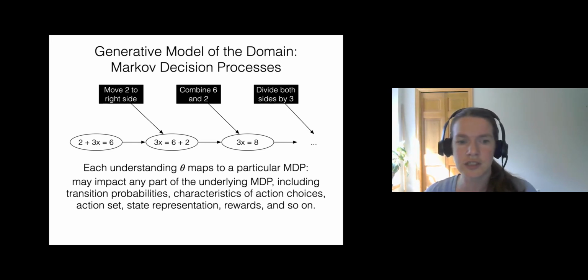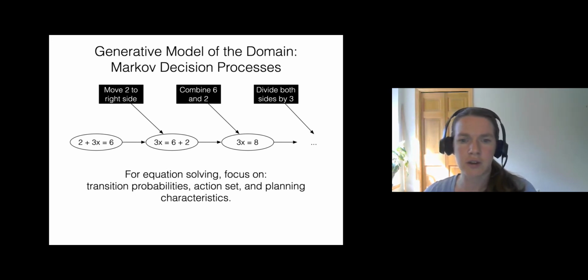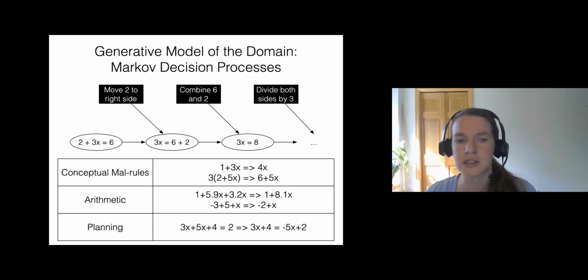Characteristics of the action choices, the action set itself, the state representation, and things like the rewards, what does the student value, and so on. So for equation solving, we'll focus on transition probabilities, the action set, and the planning characteristics. So for example, if we take these different dimensions, for the conceptual mal rules, there were 4 dimensions of theta in there. 3 of those affect the transition probabilities in the MDP, and one of them is about the action set. So a student who combines unlike terms has more possible actions to take than one who does not combine unlike terms.